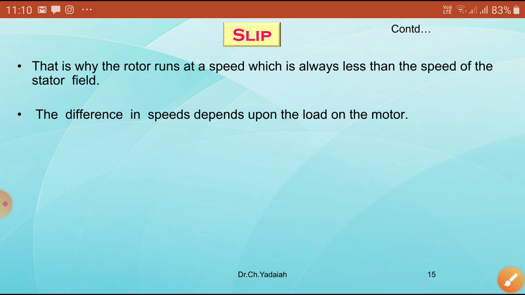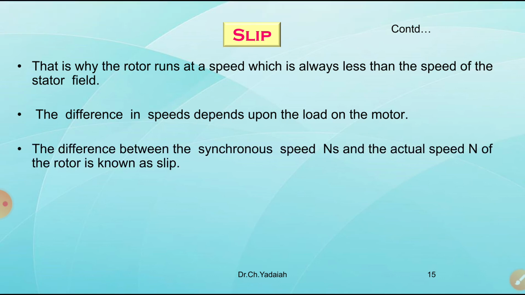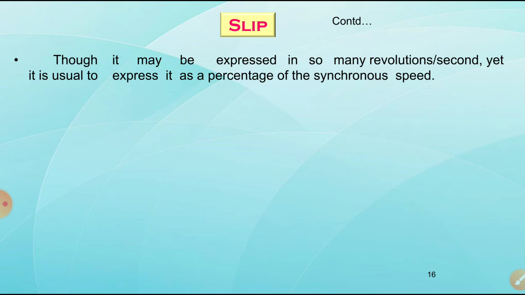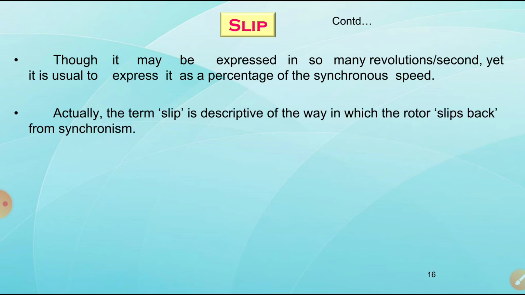Now, the difference in the speed depends upon the load on the motor, as we discussed. The difference between the synchronous speed ns and the actual speed n of the rotor is known as the slip. You have already seen slip speed. Though it may be expressed in revolutions per second, it is usually expressed as a percentage of the synchronous speed. The term slip describes the way in which the rotor slips back from synchronism.